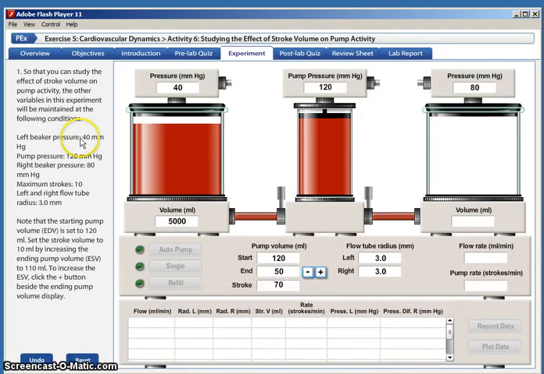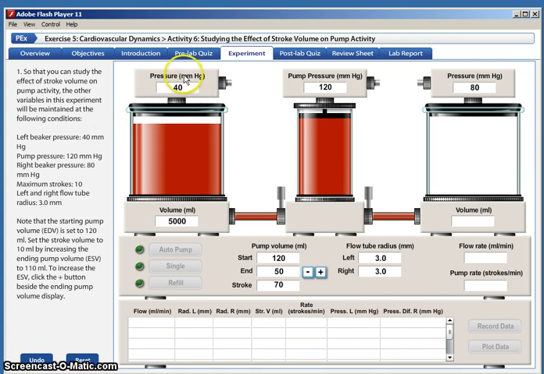and hopefully it works. And here's our setup: blood coming back from the lungs, going to the heart, and then out to the body. So pulmonary veins, aorta. So you can now study the effect of stroke volume on pump activity. The other variables are maintained constant, so again, we want to make sure we're looking at just one cause and effect and not all the other things that can change in the heart.